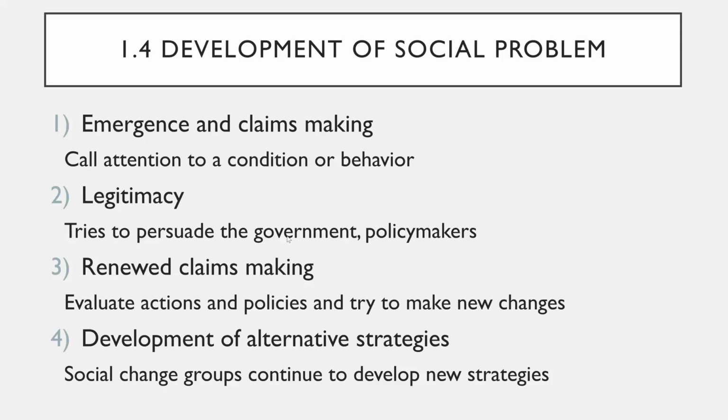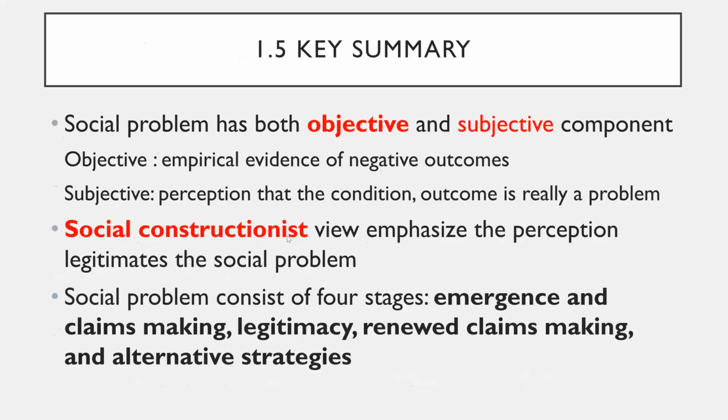And then, if they make some actions or policies for the social problems, the social changers or people evaluate the actions and renew the claims to improve or address the issues. In the final stage, even though the policies and actions are made by the policymakers, social change groups continue to develop new strategies for the new social problems.